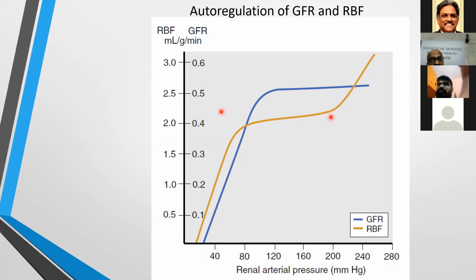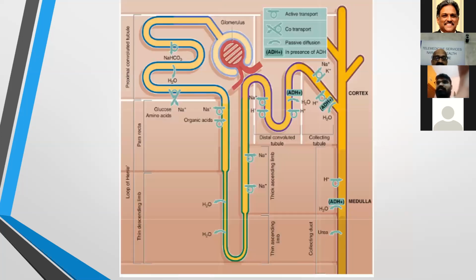But beyond these ranges, there is a decrease or increase in renal perfusion, depending upon whether pressure increases or decreases respectively. And as I said, the kidneys get 1.2 liters of blood every minute. This is the renal blood flow, which is necessary for maintaining the filtration, absorption, reabsorption and secretory functions of the kidney.